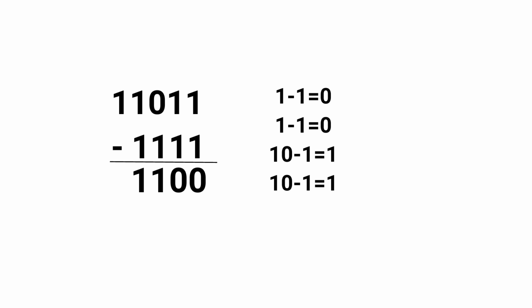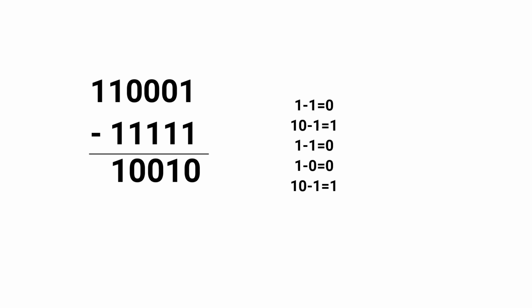After that, 1 cannot be subtracted from 0. In that case we have to take borrow from left side number, then that number is 10. After subtracting 1 from 10 we get 1 in result. After that, again 1 cannot be subtracted from 0. In that case we have to take borrow from left side number, then that number is 10. After subtracting 1 from 10 we get 1 in result. So, the final result is 1100.